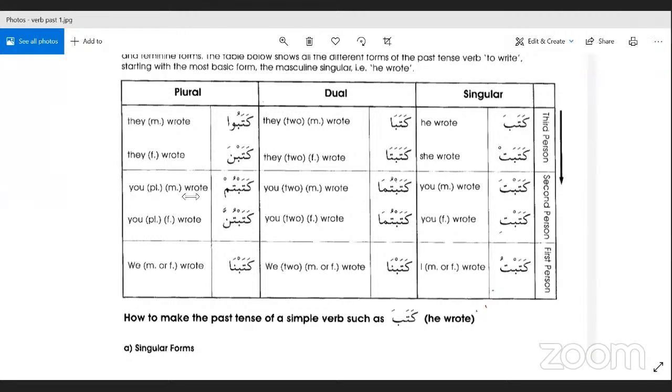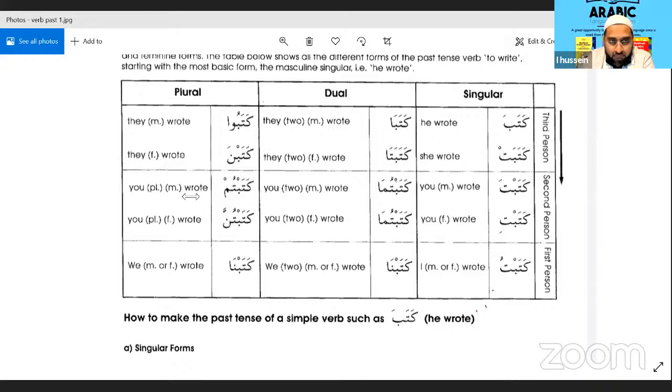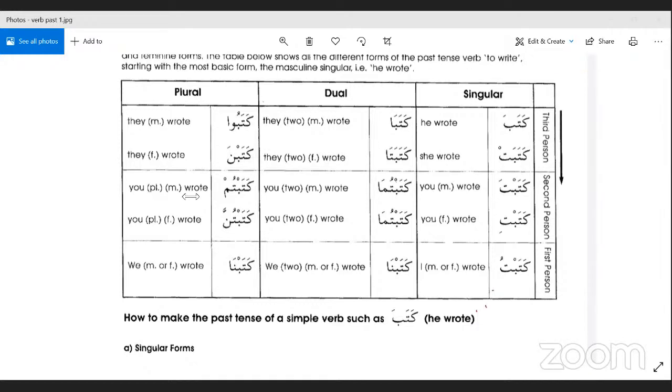Okay. Raja'a, he returned. Raja'a, they two male returned. Raja'u, they male more than two returned. Raja'at, she returned. Raja'ata, they two returned. Raja'na, they female returned. Excellent. Excellent.